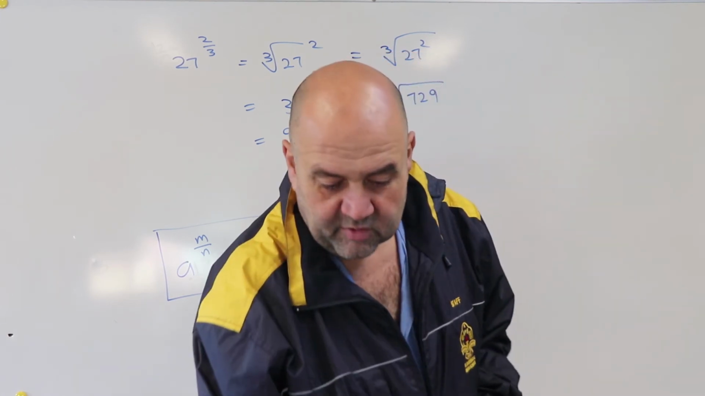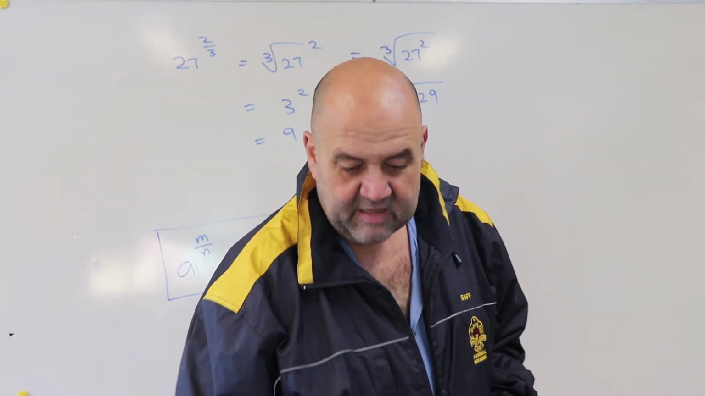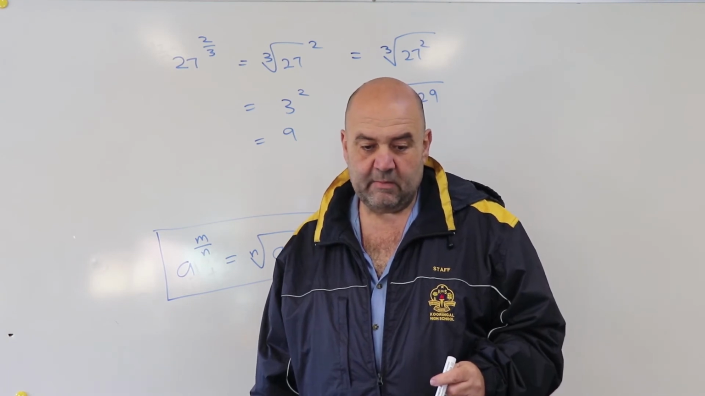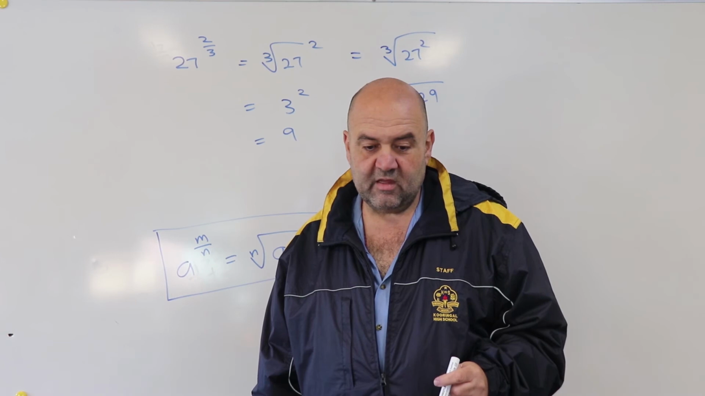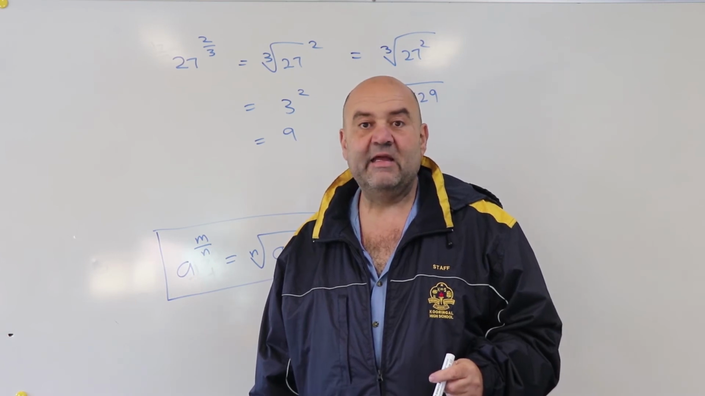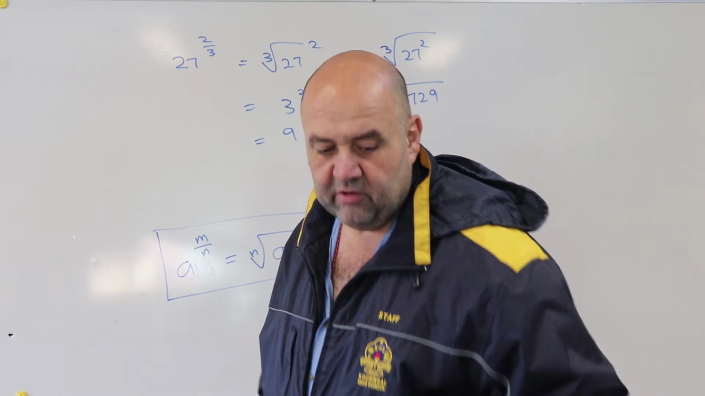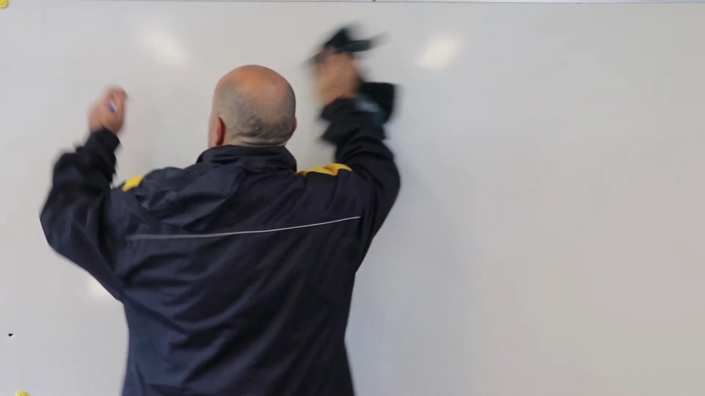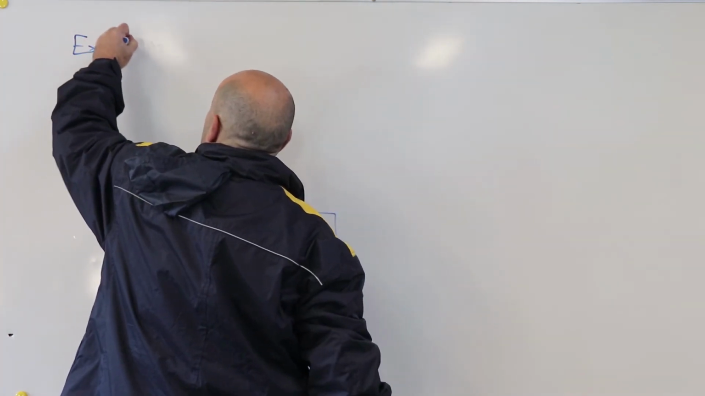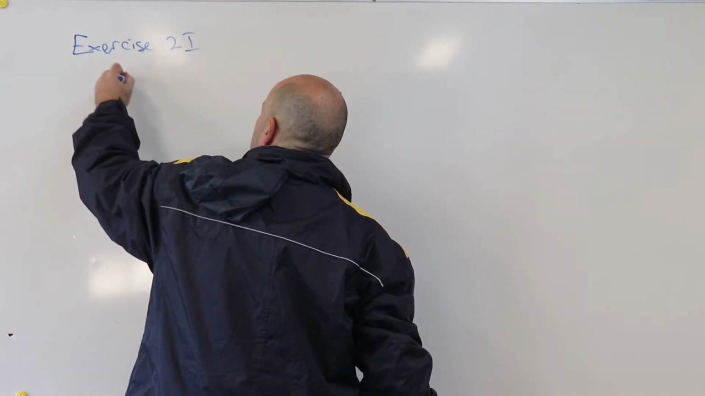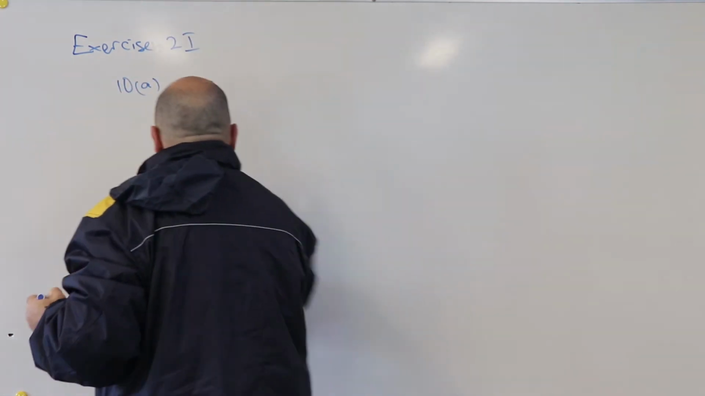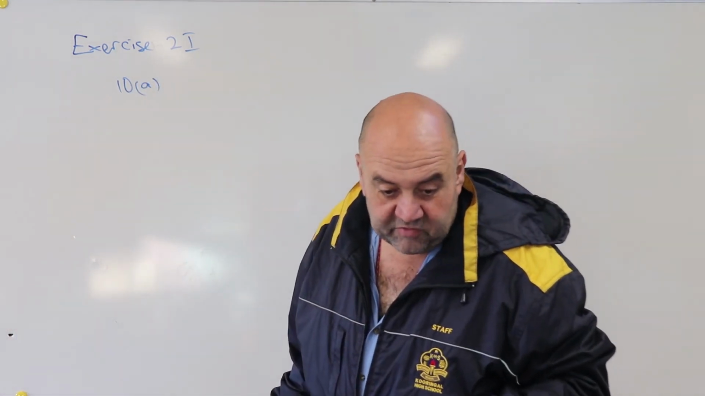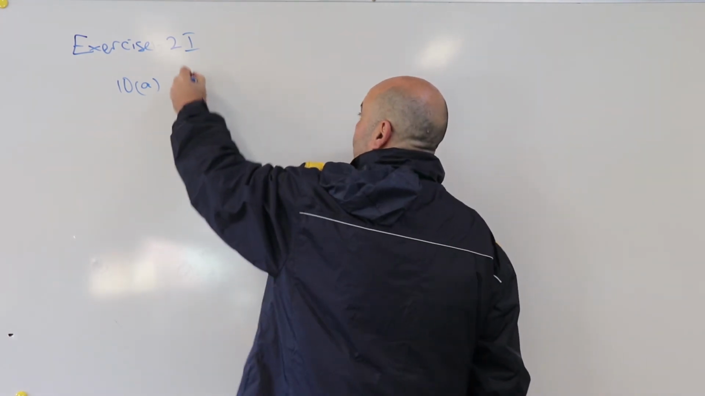I'm looking at some of the questions in that exercise. I would like to have a go at question 10. I'll do 10a and 10k. Okay, so this is exercise 2i. I'm going to do 10a and 10k. So 10a asks me to simplify the square root of 25s to the power of 4.